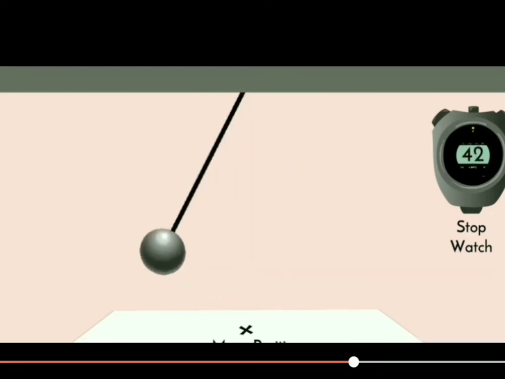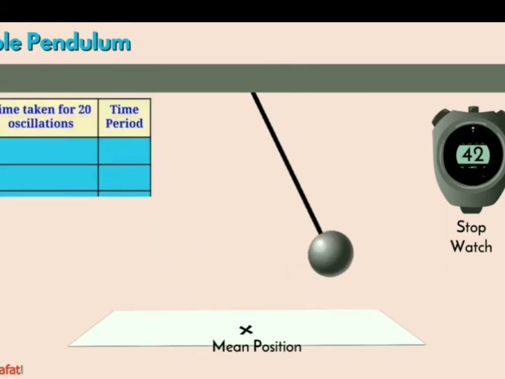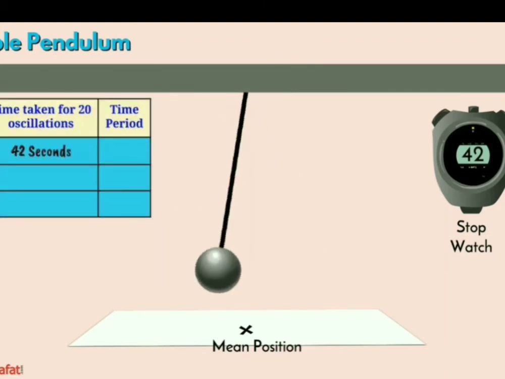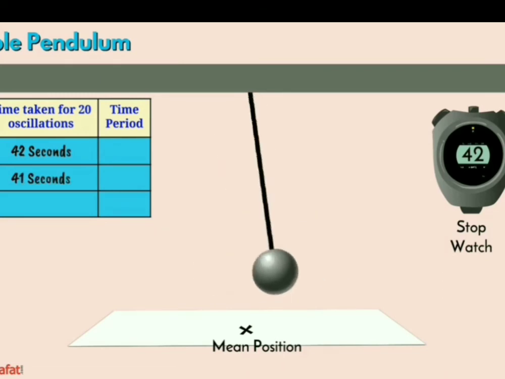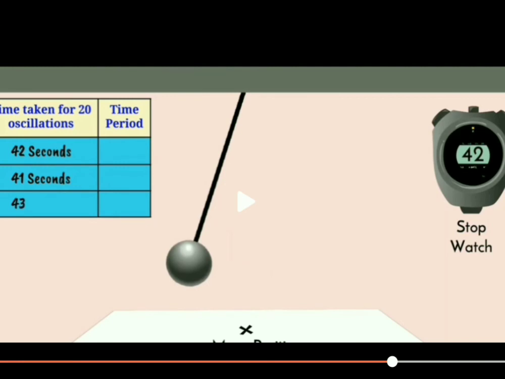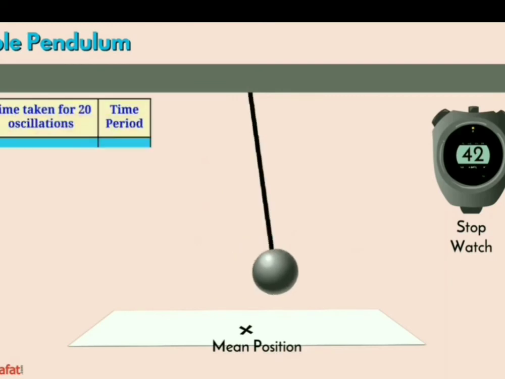And we have to count the number of oscillations. We have to count 20 oscillations. And you know what is one oscillation. Like that we have to count 20 oscillations. After 20 oscillations, we have to stop the stopwatch. Understood?